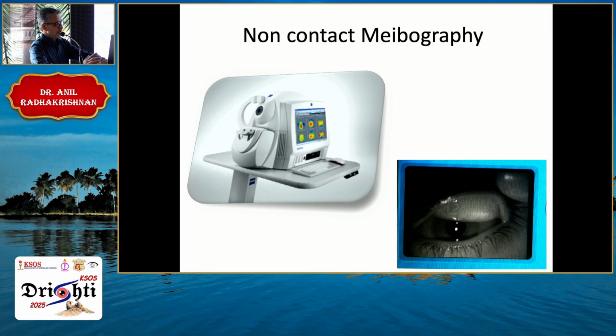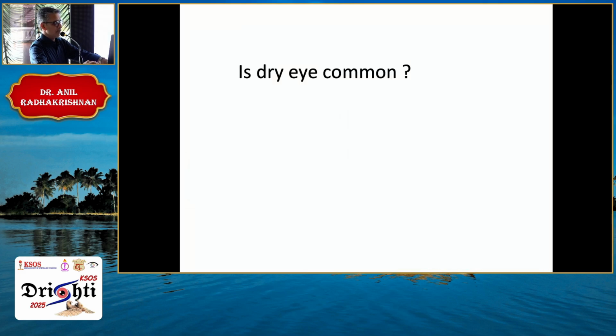So you don't need any dedicated meibography device. Even your autorefractometer or your OCT machine, you can flip your lid and see the Meibomian glands, and that is an indicator of the status of the Meibomian glands.